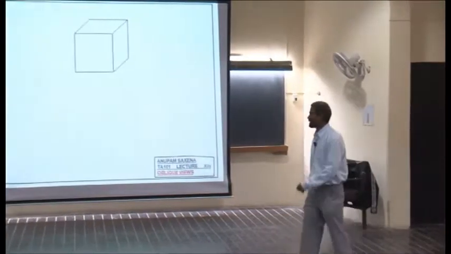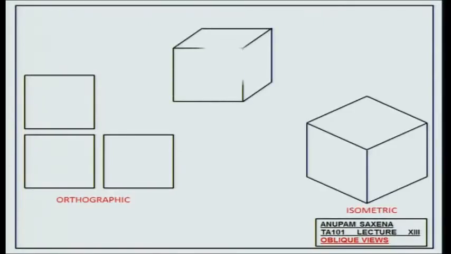I'll share what I read. The three faces of a cube in orthographic views are shown like this: front, top, left, right, orthographic. In the isometric, you have seen the cube looks like this. And if you think about it, the oblique view is a nice blend of orthographic views and isometric views.